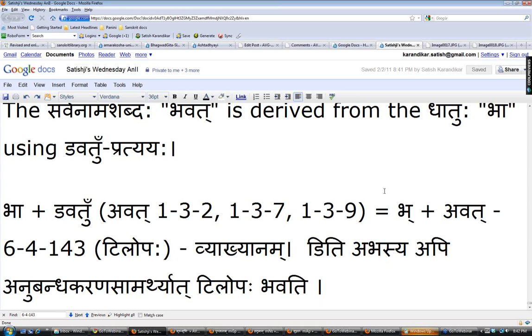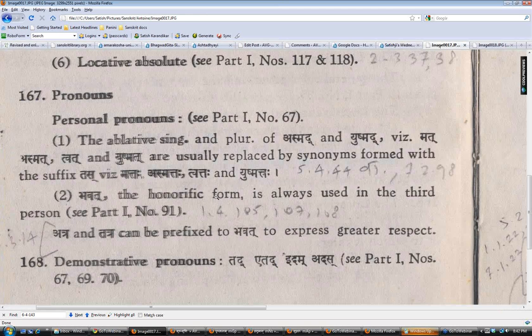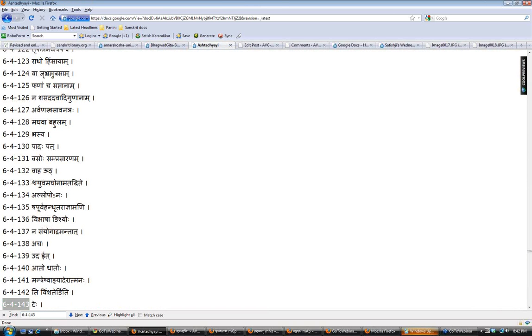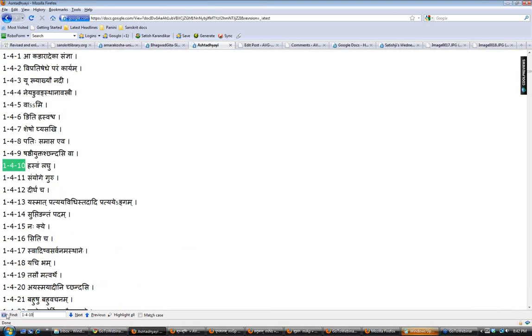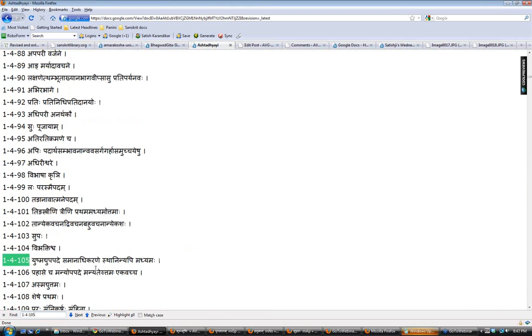So we get the pratipadikam bhavat. This is how bhavat is formed. This bhavat is always used in the third person. So what is this honorific bhavat? What is going on here? This sutra we learned years back, but let's look at it one more time right now. At that time we were not recording classes. So anyway, I think all of you know this.